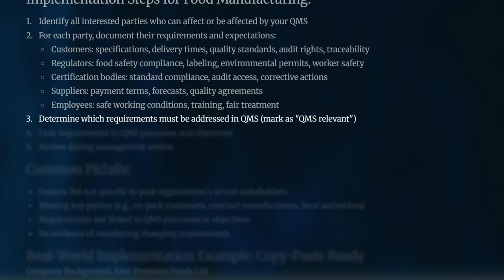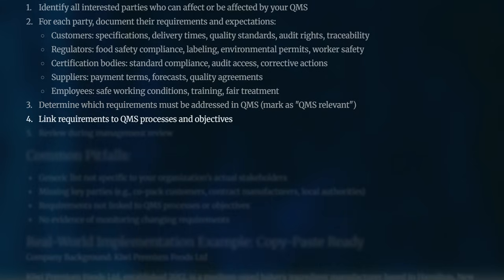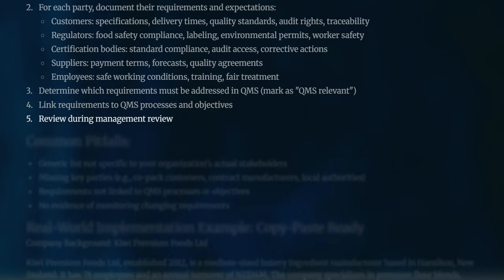And then you need to determine which requirements must be addressed in QMS. You need to mark that as QMS relevant, because some of them are not relevant to QMS and are handled by other departments. So you need to determine. And then you need to link the requirements to QMS processes and objectives, like we did earlier. And then you need to review during the management review also and update accordingly as needed.